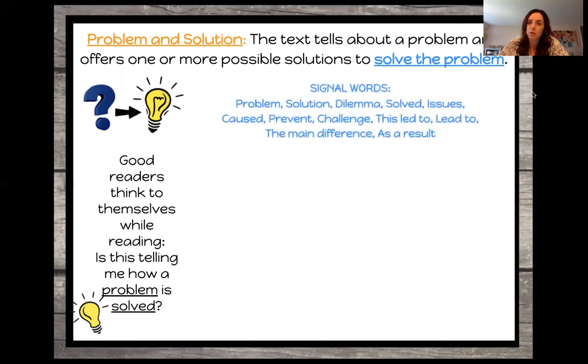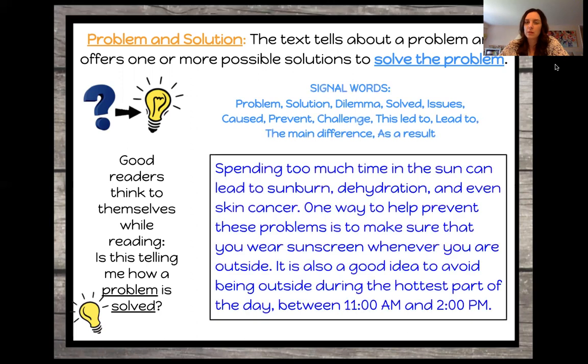So the signal words for this type of text are problem, solution, dilemma, solved, issues, caused, prevent, challenge, this led to, lead to, the main difference, and as a result. So let's look at an example and see if you can see the subtle differences between a problem and solution text and the cause and effect, which we just looked at.